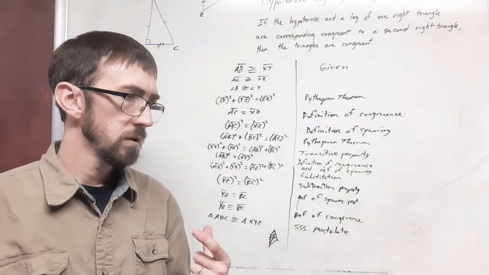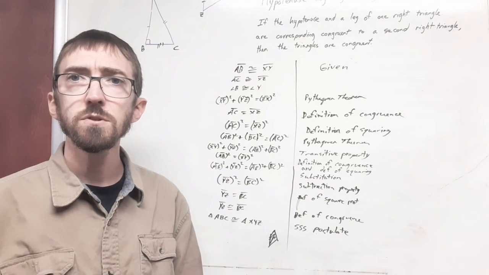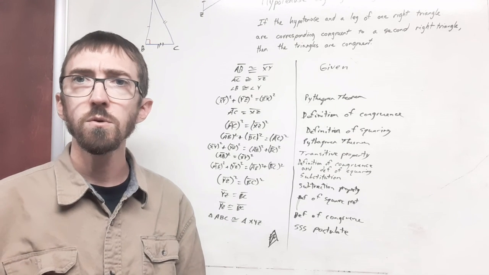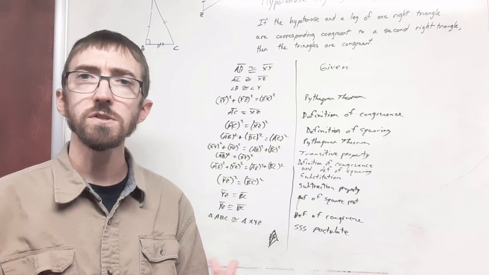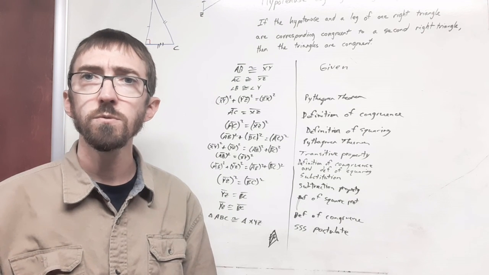There are three other possible proofs that you could do dealing with right triangles and different variations of angles and sides. Go ahead and take a look at that and see what you can do with those.